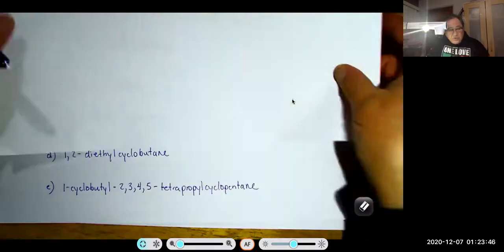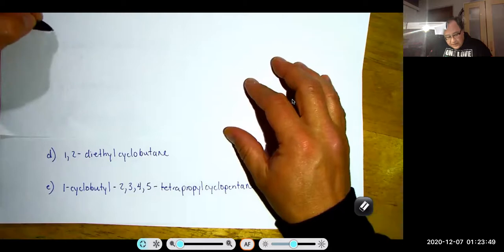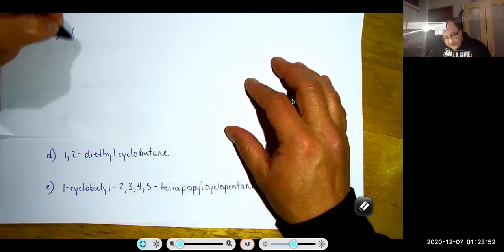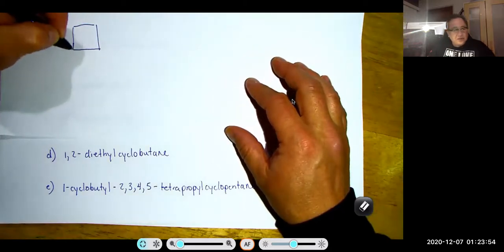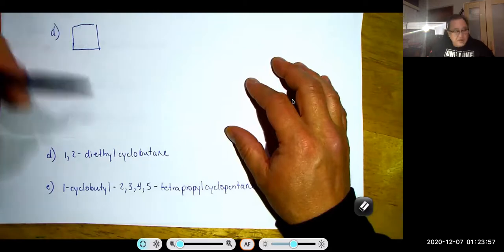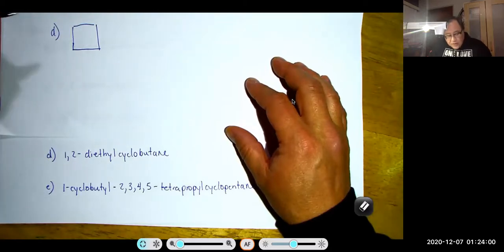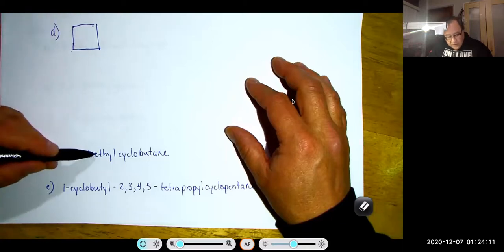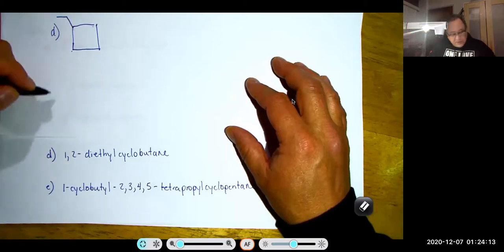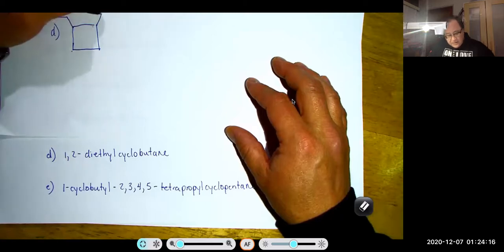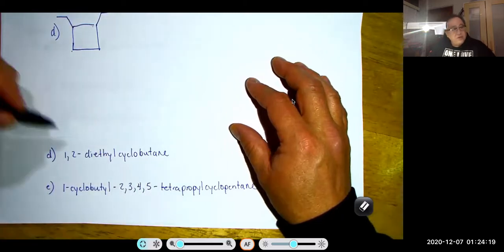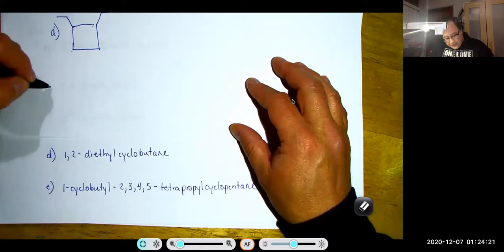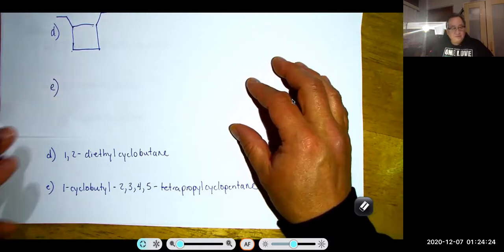1,2-diethyl cyclobutane. So for letter D, I've got to do a cyclobutane. So cyclobutane sounds like a circle of carbons where there's 4 of them. So that's what you're going to draw. Now, which one of these do you want to call carbon number 1? It's your choice. I'm going to go ahead and start over here at carbon number 1, 2, 3, 4. I like to go clockwise. So 1-ethyl. So here's an ethyl, 2-carbon unit, 2-ethyl. There you go. This is 1,2-diethyl cyclobutane.